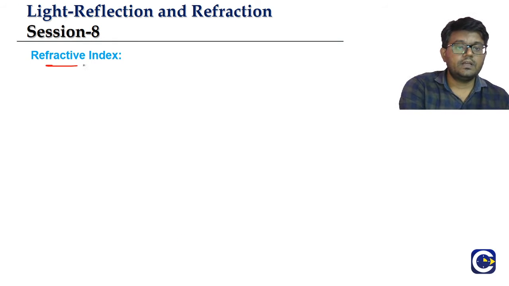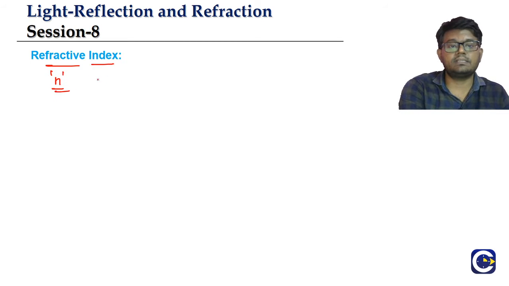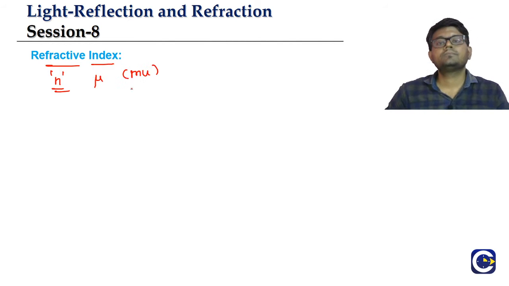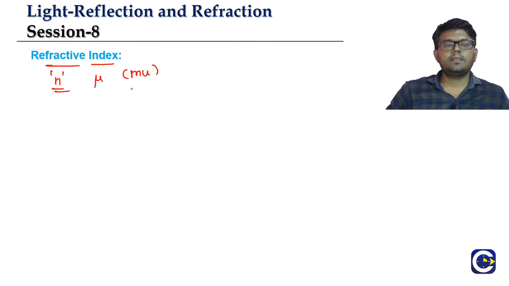Generally, for a medium, the refractive index is represented by either the symbol n, because in some textbooks we will use symbol n. Some textbooks will put a symbol like this, which is spelled as mu. Some textbooks use symbol n, some use symbol mu. These symbols are for the refractive index.